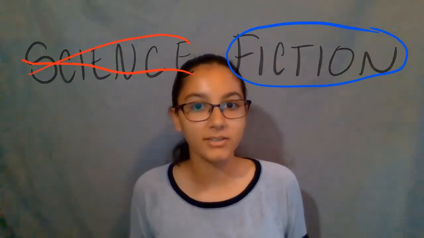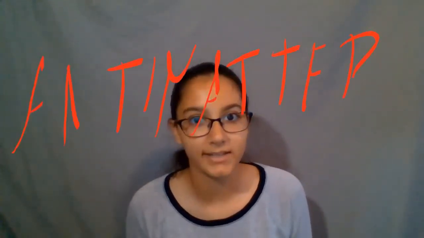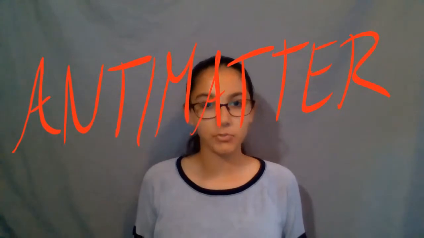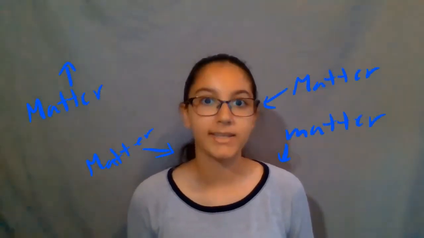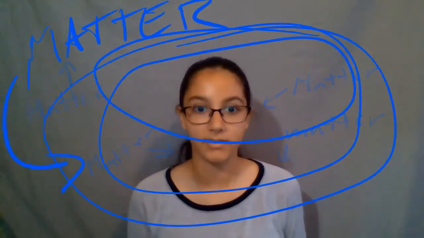Science fiction is usually more fiction than not, but as technology advances, some things are looking more realistic, like something called antimatter. So before we get into what antimatter is, we should know what matter is. Matter is defined as that which occupies space and possesses rest mass, especially as distinct from energy. Basically, that means that matter is everything, like it literally makes up everything.